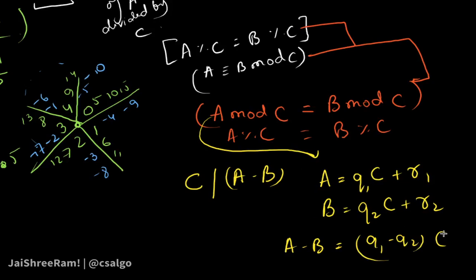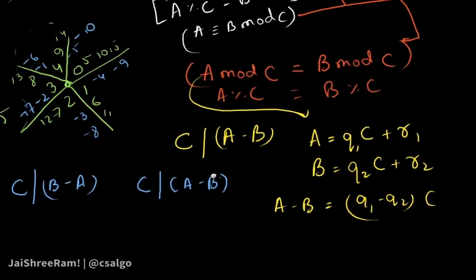So this is the value of A minus B for some Q1 and Q2, whatever the values would be. And now we know that C is a factor of this number A minus B. So this is C divides A minus B. This representation over here, C bar A minus B, means that C divides A minus B. This is another notation just to say that divides. Also, if this is true, you can also say that C divides B minus A, right? Because of the same reasons, it would be just Q2 minus Q1, times C.